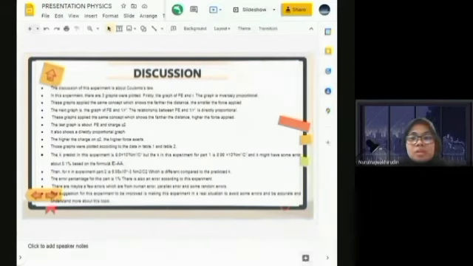To reduce the error, we can make sure the eye is perpendicular to the measurement reading, such as a ruler. Lastly, a suggestion for the experiment is maybe to do this experiment in real life, to avoid inaccurate data, and so we can understand this topic more deeply. So, next presenter.